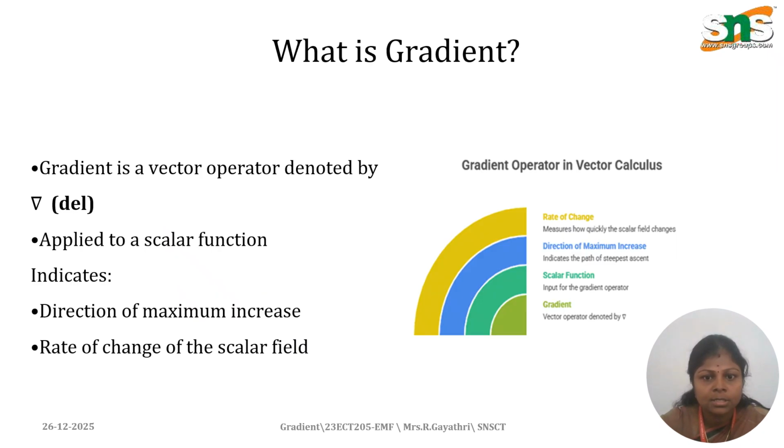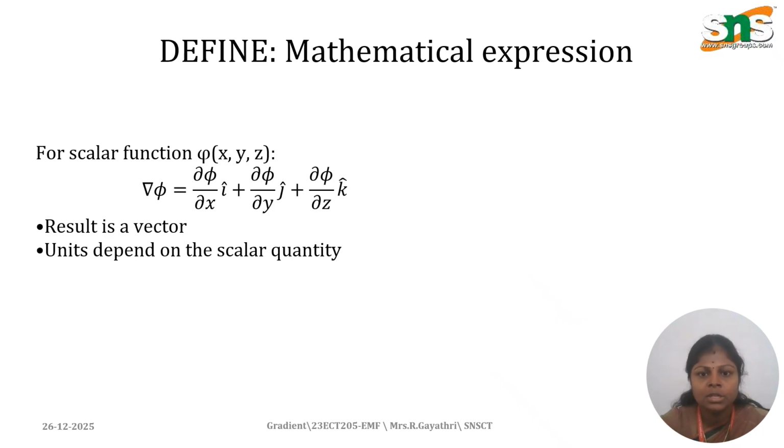Next we are going to describe the gradient function. The gradient is represented with the help of the vector operator del. Del operating on a scalar function is called the gradient of a scalar, which indicates the direction of maximum increase, and which is the rate of change of the scalar function. For the definition, the scalar function is represented by W.